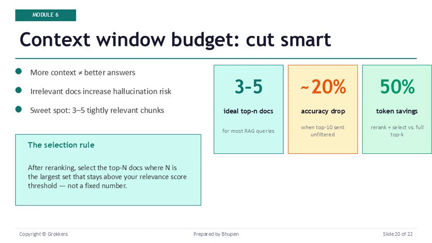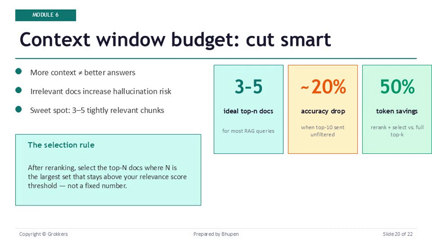Here is the smart selection rule. After re-ranking, do not just grab a fixed number like always take top 5. Instead, set a relevance score threshold and take every document above it. Sometimes that is 3 documents, sometimes it is 7. Let the quality of the results decide, not an arbitrary number.